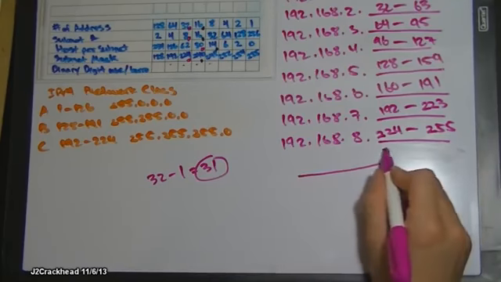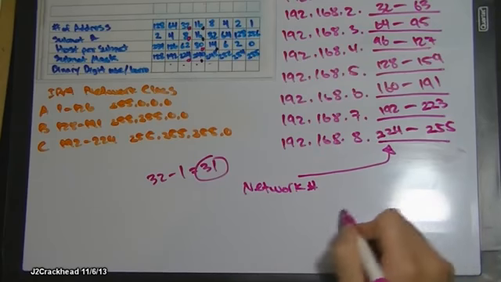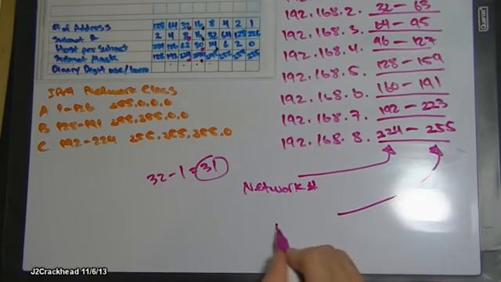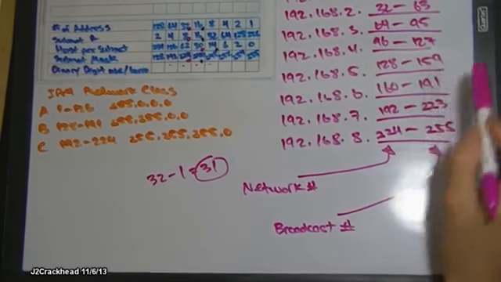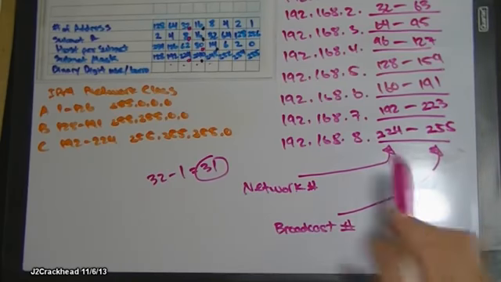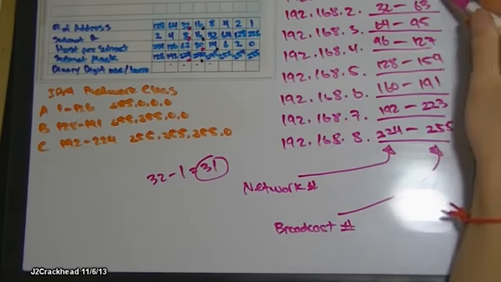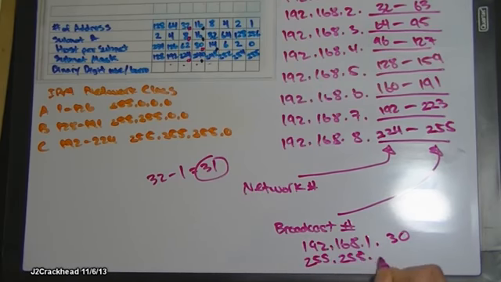Every beginning number right here will be the network number, and every number at the end will be the broadcast number. Any number between the network and the broadcast number will be the host numbers. For example, if I were using the first one right here, it would be 192.168.1.30, and then the subnet mask will be 255.255.255.224.